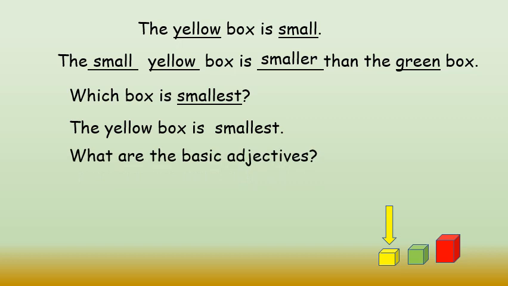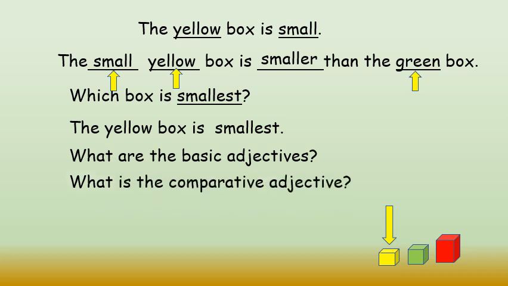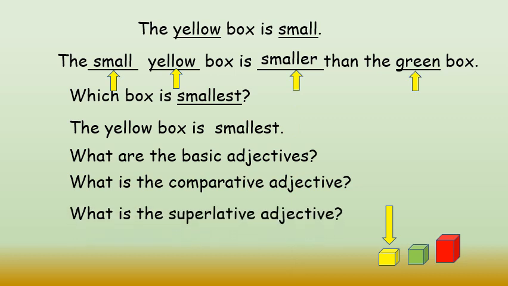What are the basic adjectives? Number one, small. Number two, yellow. Number three, green. What is the comparative adjective? Smaller. What is the superlative adjective? Smallest.